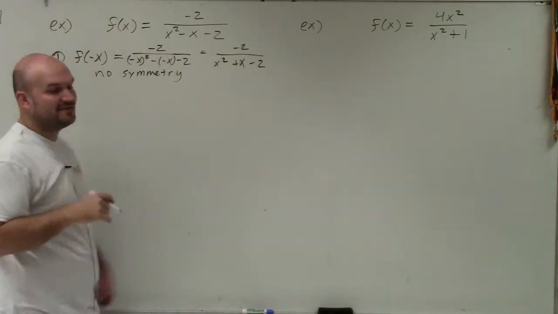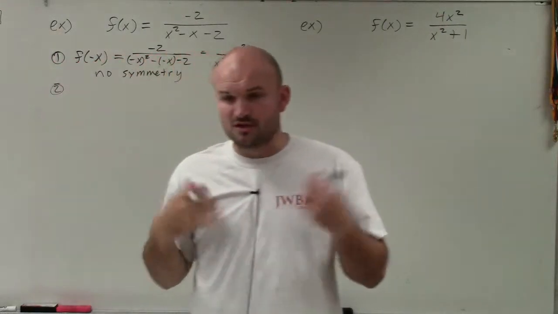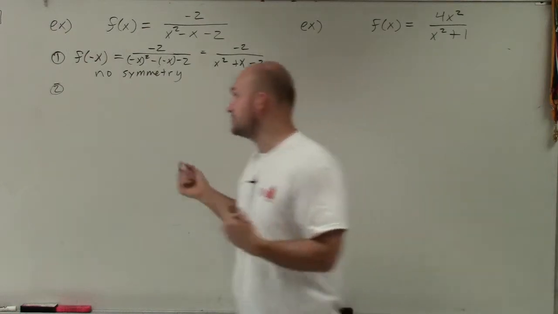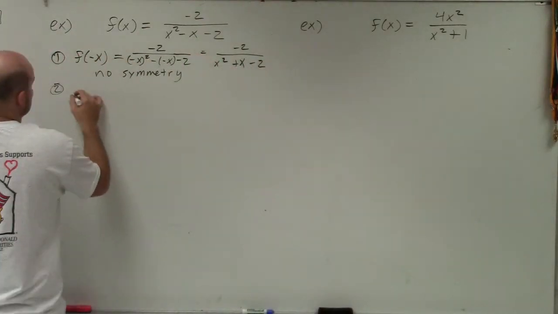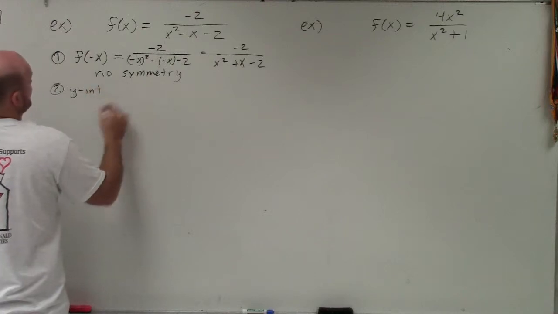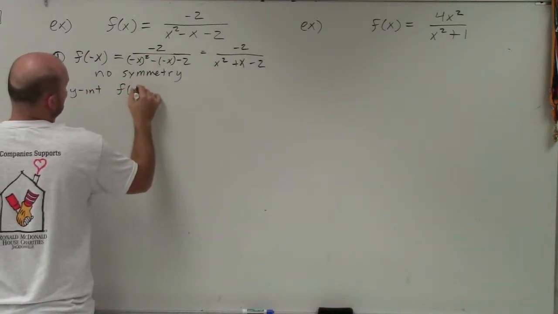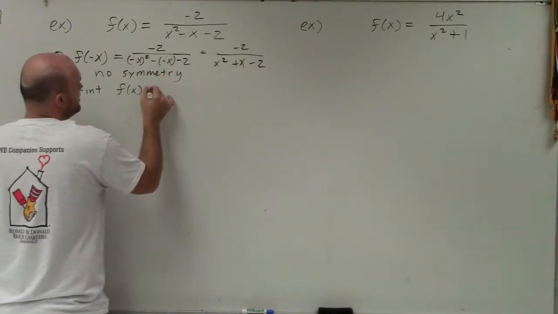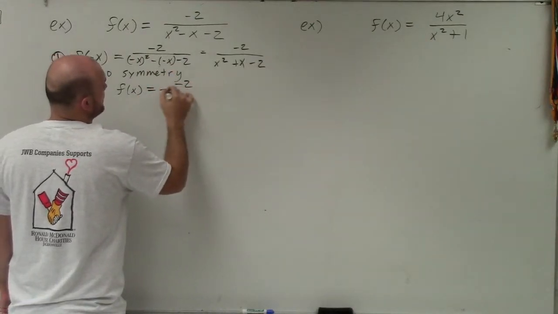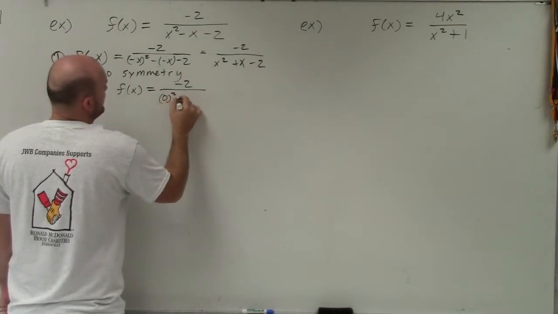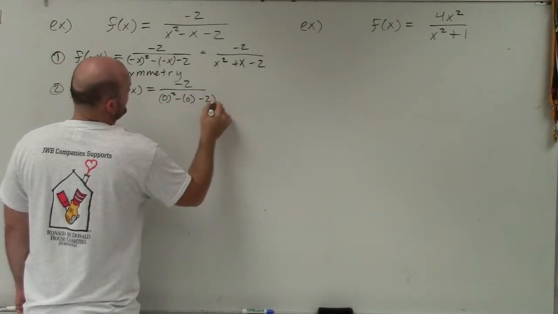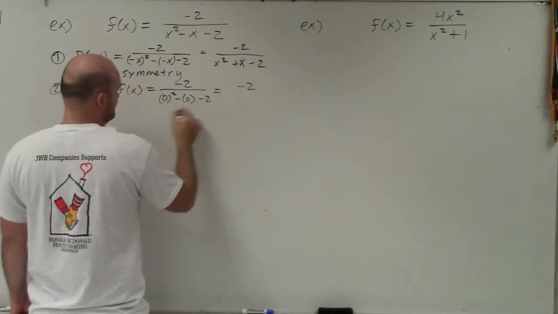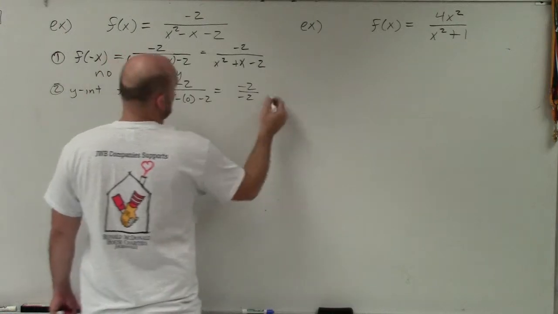Step number 2 is identifying the x and the y intercepts. The x-intercept, remember, is when y equals 0. The y-intercept is when x equals 0. So the first thing is we'll find the y-intercept. To do that, we plug 0 in for x, since f of x represents the y value. So I have 0 squared minus 0 minus 2, and we get negative 2 divided by negative 2, which equals positive 1.